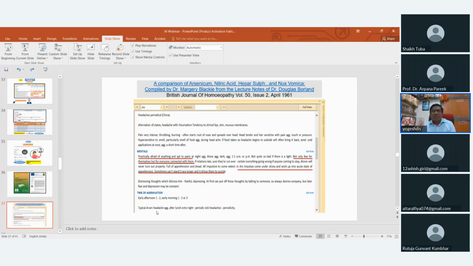A comparison of Arsalb, nitric acid, Hiparsalb and Nakshamika, compiled by Dr. Blackie from the lecture notes of Dr. Douglas Borland in the British Journal of Homeopathy. I just went on to study various parts of the remedies. So in Arsalb it has been given how it is closely related to what is there in the patient. I will just highlight the underlined words in the mentals. Practically, he is afraid of anything and apt to panic that something will happen.